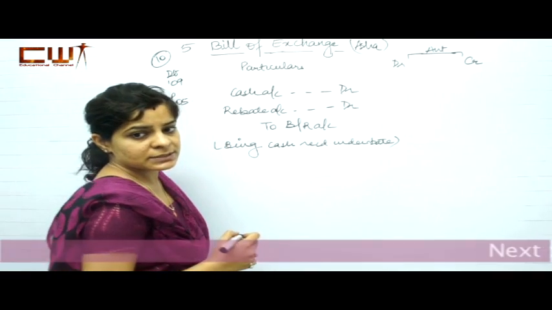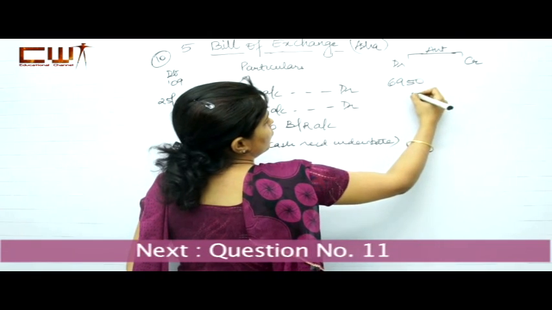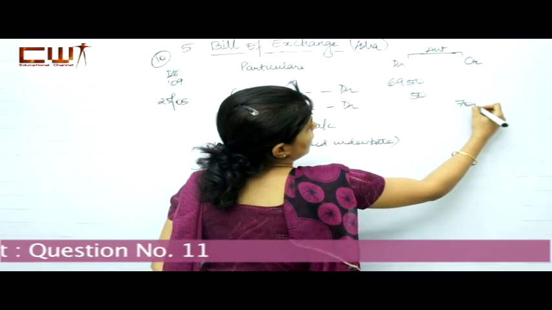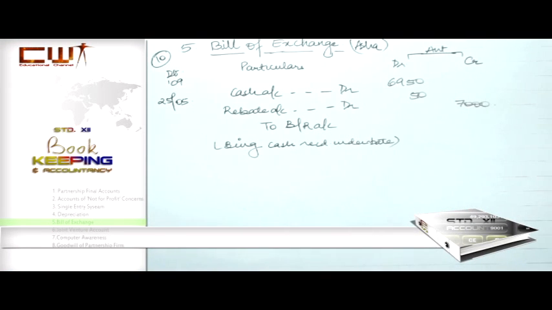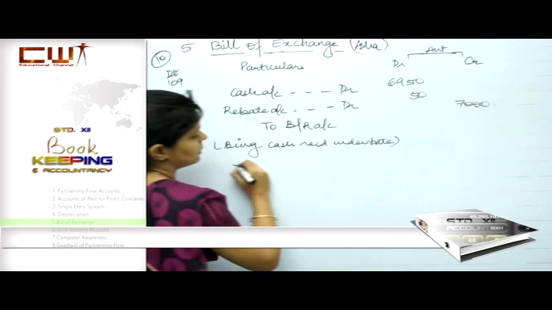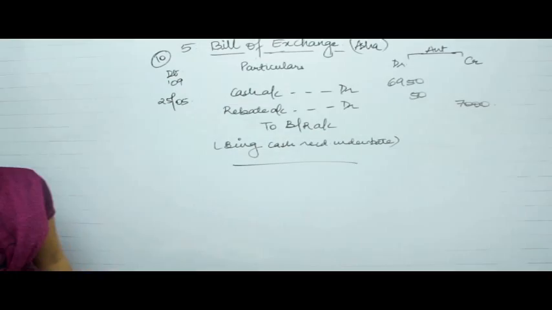How much? 6,950 is finally what you are receiving. 50 rebate, and the total bill amounted to 7,000. Alright. This is the 10th question. We will proceed to the next question, that is question number 11.